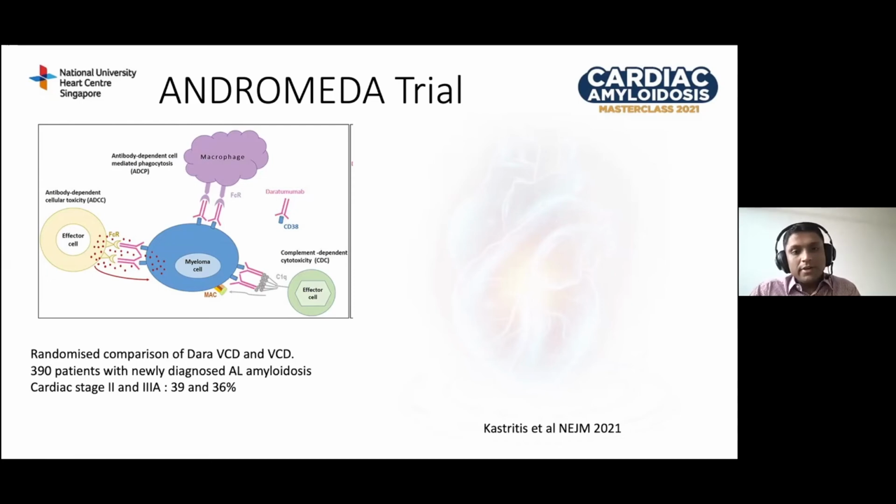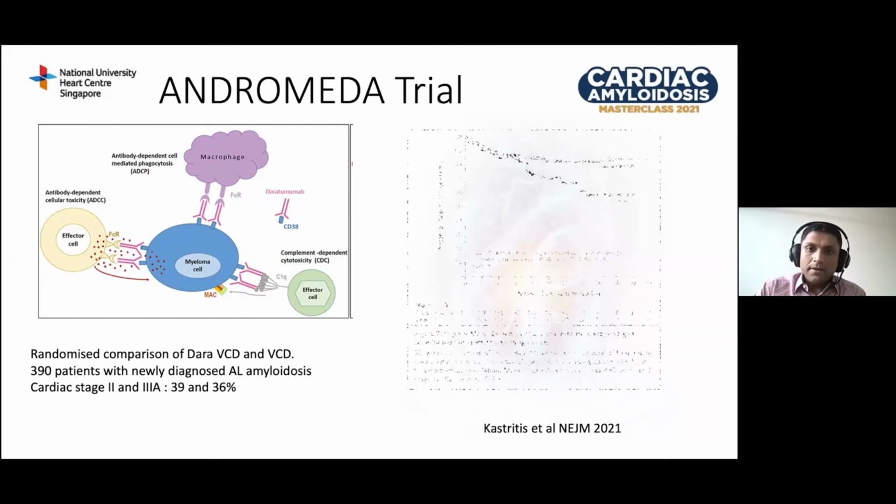And in Andromeda, they did a randomized comparison of daratumumab VCD compared to VCD in almost 400 newly diagnosed amyloid patients, which is a great achievement for such a rare disease. And there was a good representation of patients with cardiac disease. The primary endpoint of this trial was hematologic response. Not surprisingly, they achieved that.